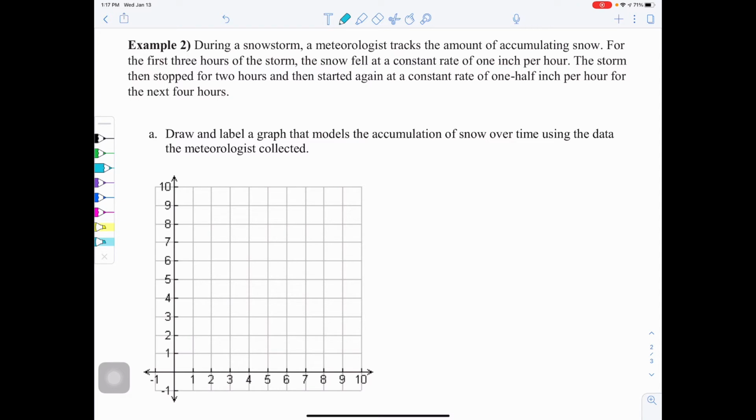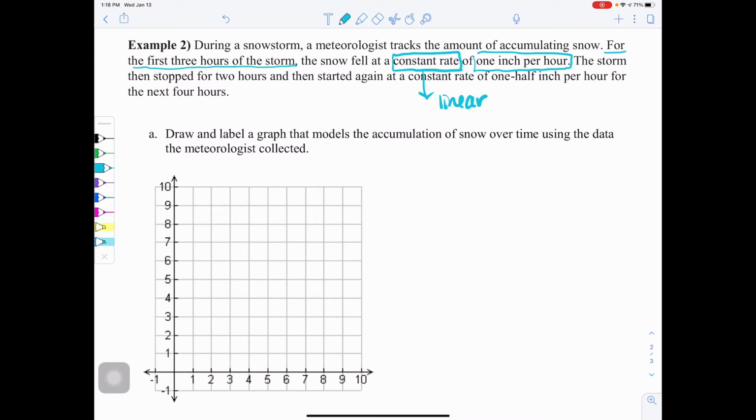In part A, they want us to draw and label a graph that models the accumulation of snow over time using the data that the meteorologists collected. So we want to take a look at this first section. For the first 3 hours of the storm, so we know that means up till x is equal to 3, the snow fell at a, this is important, constant rate. So that implies that we have a linear section, which means it has a constant rate of change, and it should make a line. And that rate is 1 inch per hour.